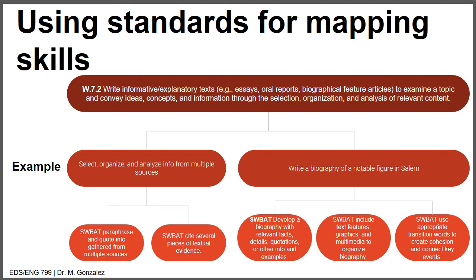So here's an example of using a standard to map out literacy skills. Notice how we go from the broad skill of writing an informative or explanatory text down to the general goals of using multiple sources to support writing and writing a biography, then down to setting specific lesson objectives that help students to acquire the literacy practices related to these goals and standard.